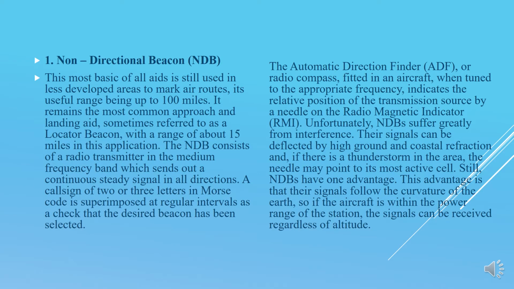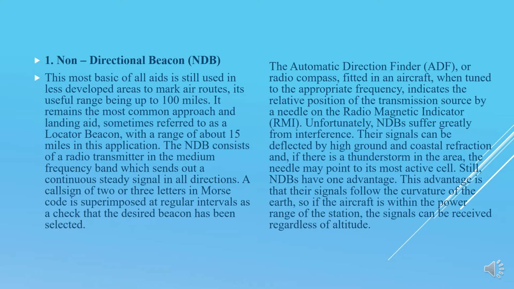The first point, non-directional beacon, NDB. This most basic of all aids is still used in less developed areas to mark air routes, its useful range being up to 100 miles. It remains the most common approach and landing aid, sometimes referred to as a locator beacon, with a range of about 15 miles in this application.